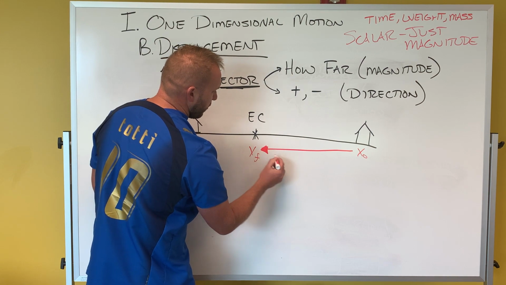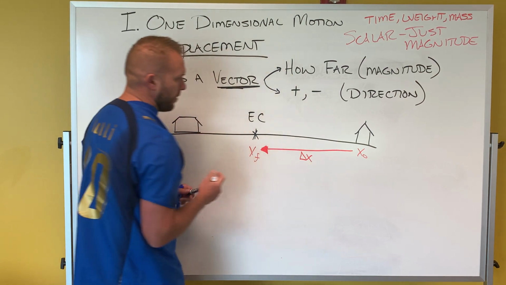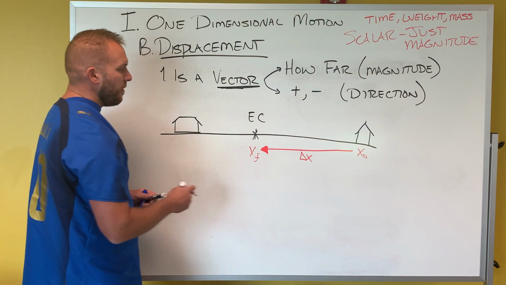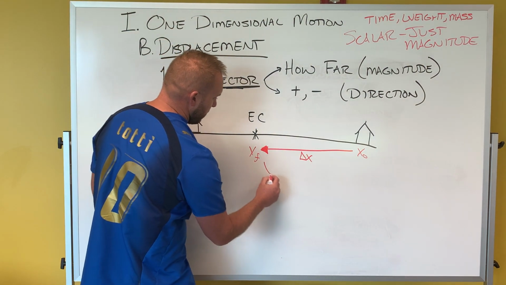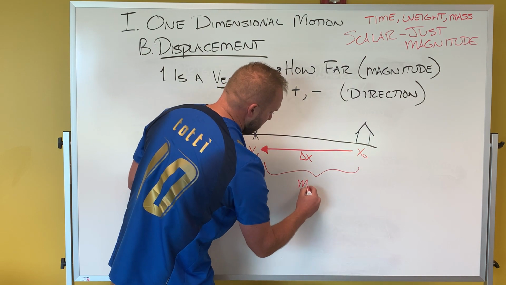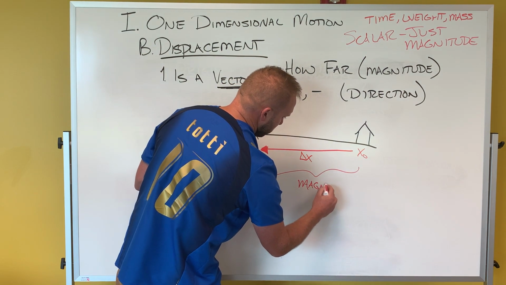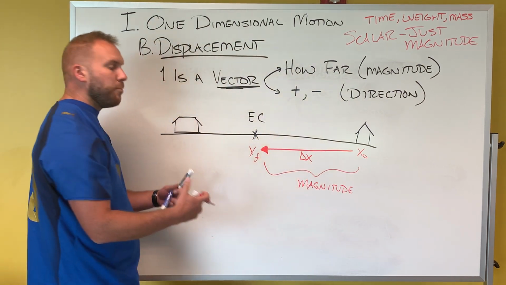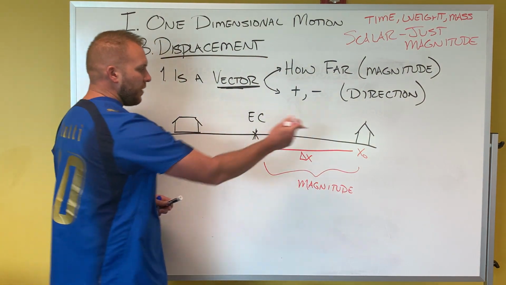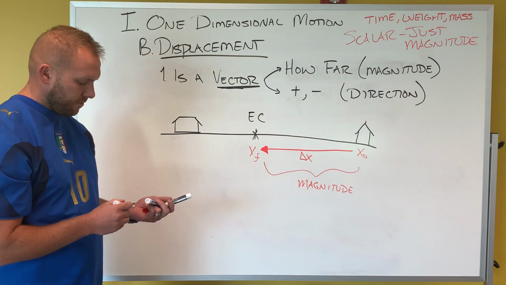I can draw an arrow to show my vector. This is my displacement, okay? The value of that, or the magnitude, is how big the arrow is. That's my magnitude. The direction is which way the arrow is pointing.